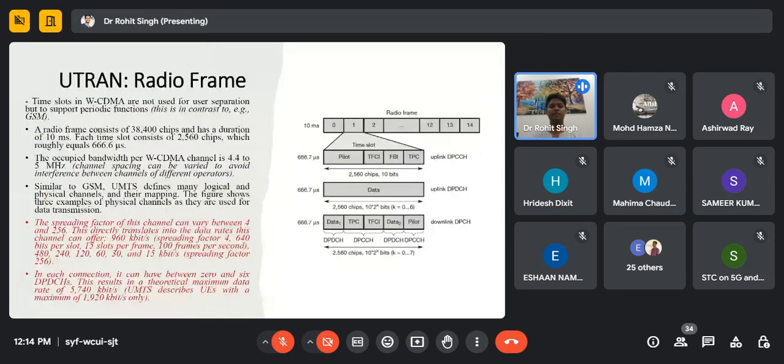Now coming to the next one, the frame structure. Again, we have also provided the frame structure and information here. So this is the radio frame of 10 milliseconds for the third generation. Here the 10 milliseconds has been divided into 15 slots, and here you can get the idea of transmission.